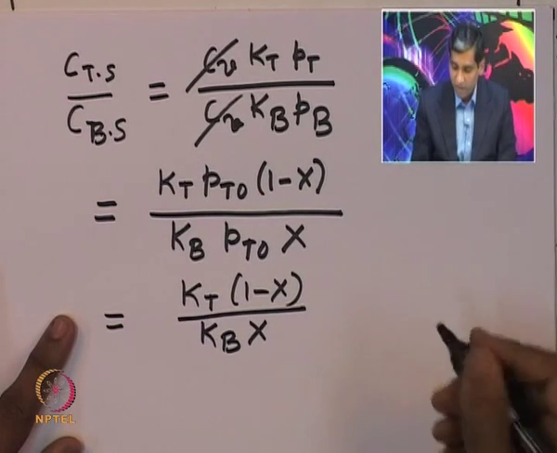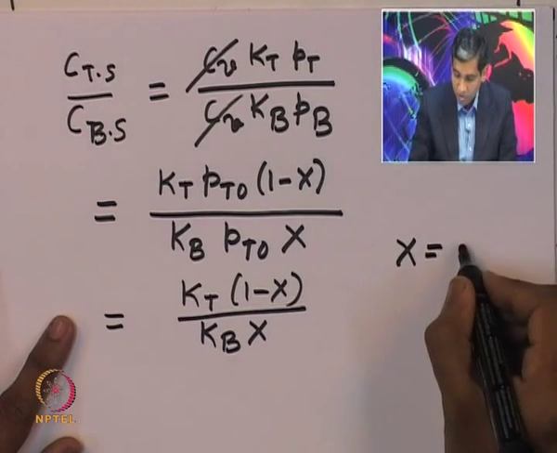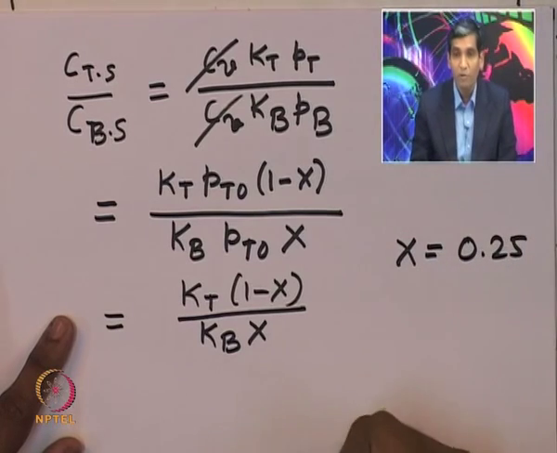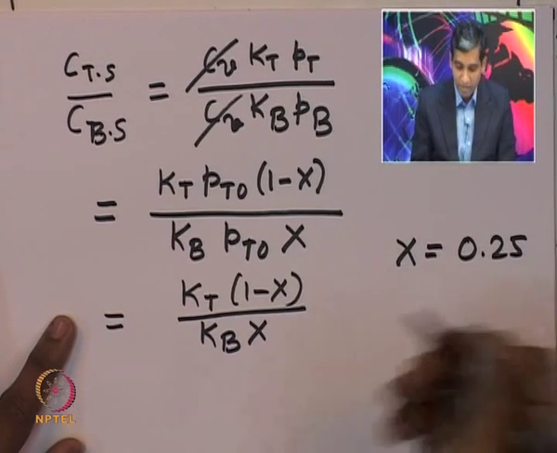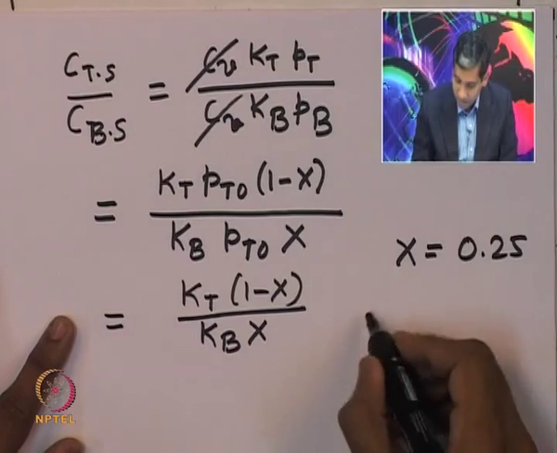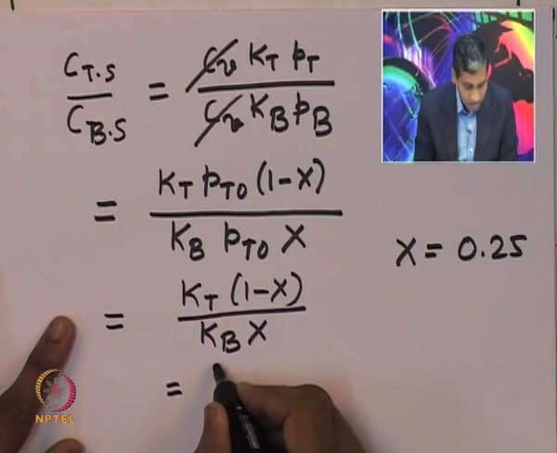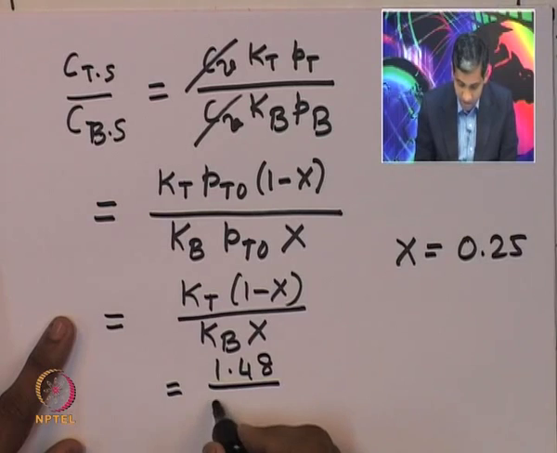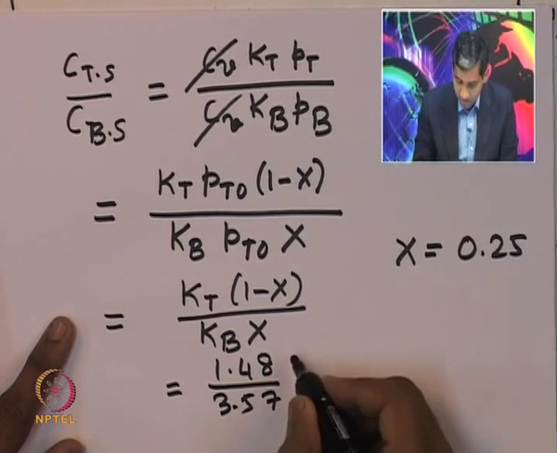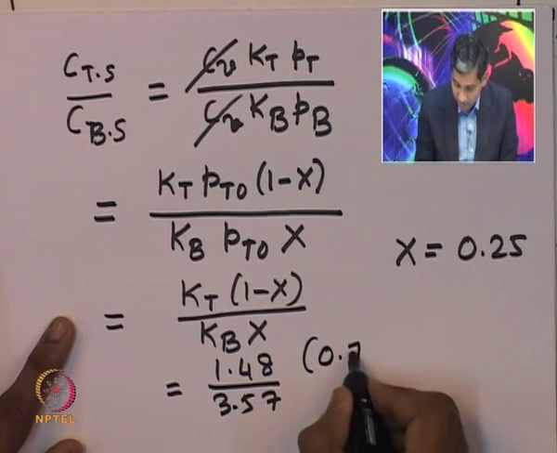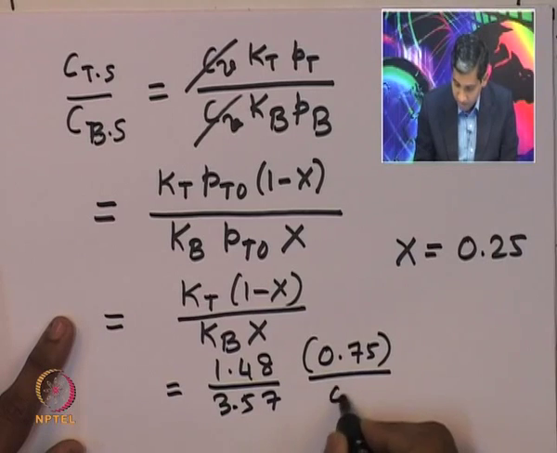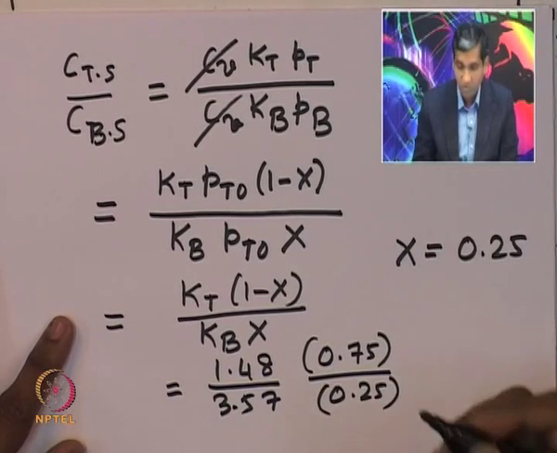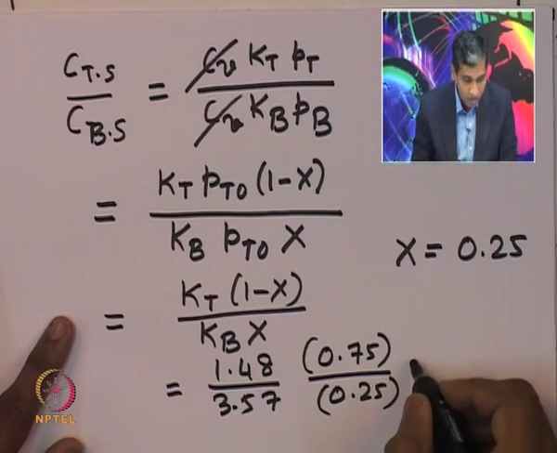Suppose the conversion X is about 0.25, that is, a 25% conversion. Then we can plug in these numbers and we will see that this is equal to 1.48 divided by 3.57 multiplied by 0.75 divided by 0.25.